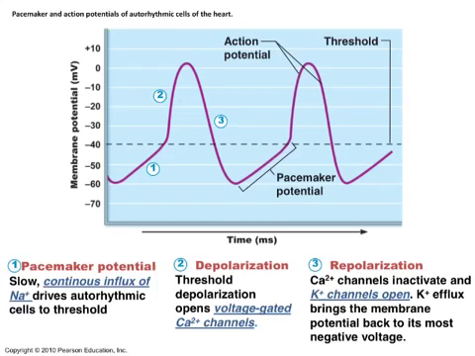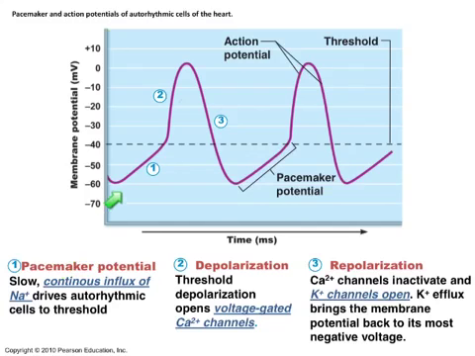Here we're looking at the pacemaker cells, the autorhythmic cells. In these cells, the resting potential is unstable. There's a steady rise in voltage. It doesn't stay down at that -70, it kind of leaks upward over time. This is what's called the pacemaker potential.